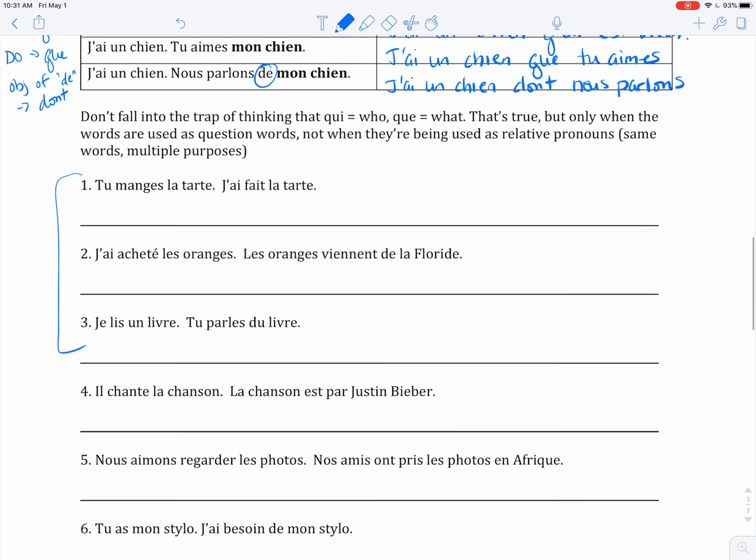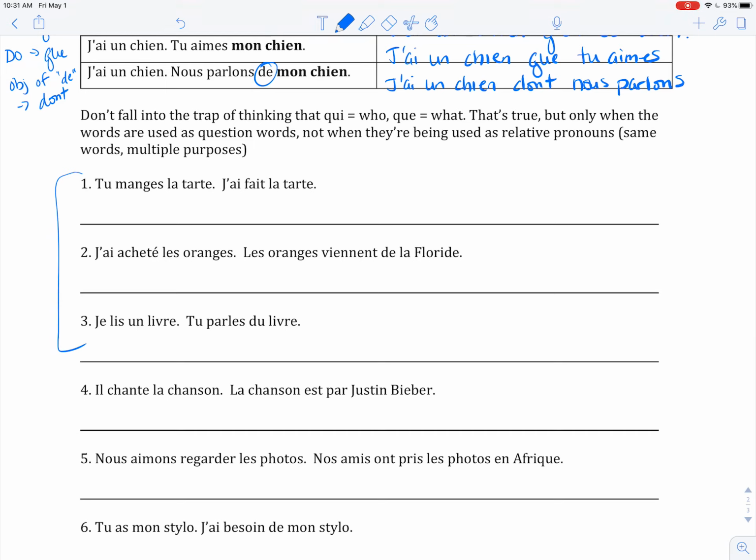So with these examples right here, tu manges la tarte, j'ai fait la tarte. The first thing you have to do is find the noun that exists in both sentences. So we have la tarte, la tarte. It's always the second one that we're getting rid of. We have to ask ourselves, in the second sentence, is la tarte the subject, the direct object, or the object of de? In this case, it's the direct object because it's coming after the verb and there's no de in front of it. So when we put that together, tu manges la tarte que j'ai fait.